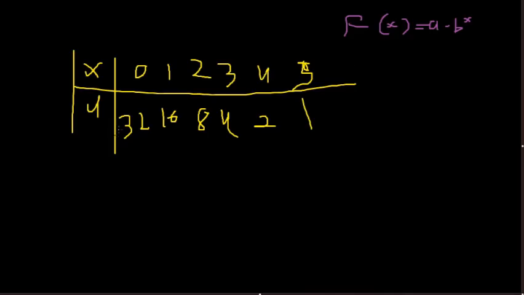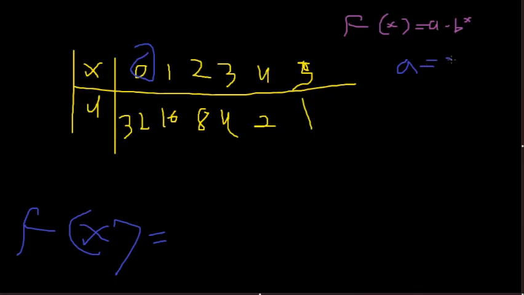All right, time is up. Let's deal with this together. So first, let's find the a value. For the answer, I'm going to put f of x equals... The a is the y-intercept. So let's look at where 0 is. So 0 is right here. Let's go down: 32. So that means a equals 32. Let's plug that into our equation.